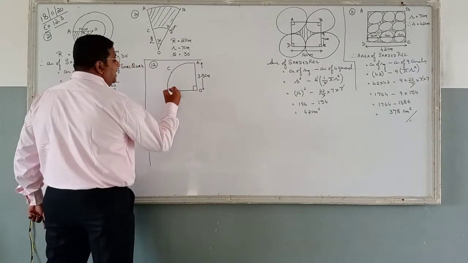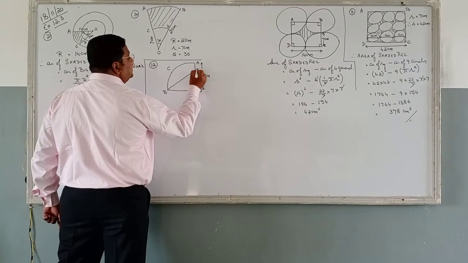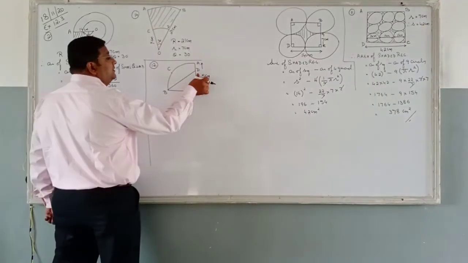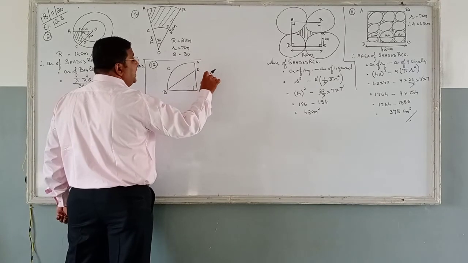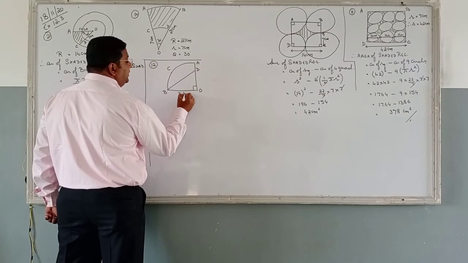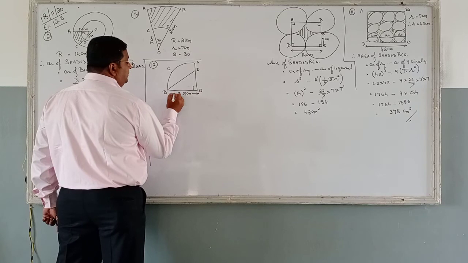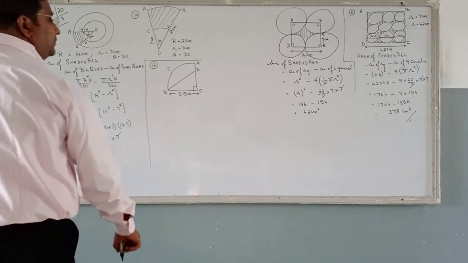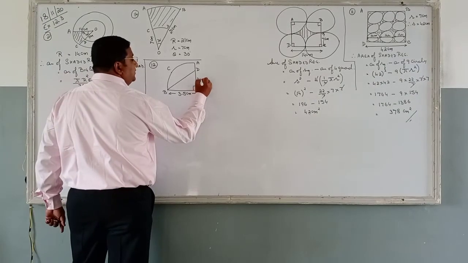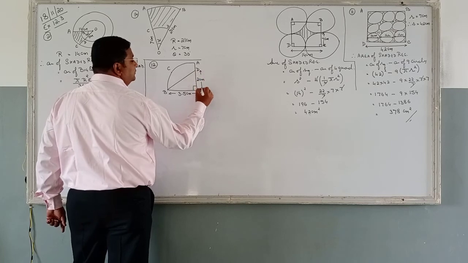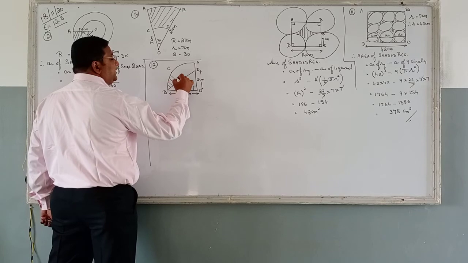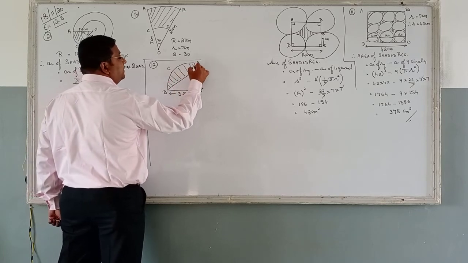And you can see the radius, this and this is the same, OA and OB, and OD is given to you 2 centimeter. This is OD, 2 centimeter. Right? Can you see? This is the shaded region he wants us to find.